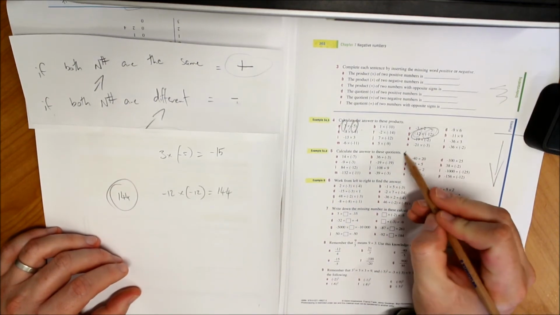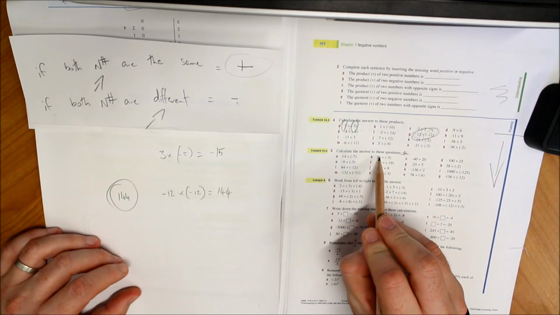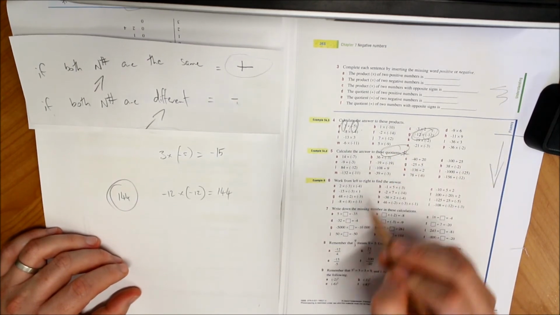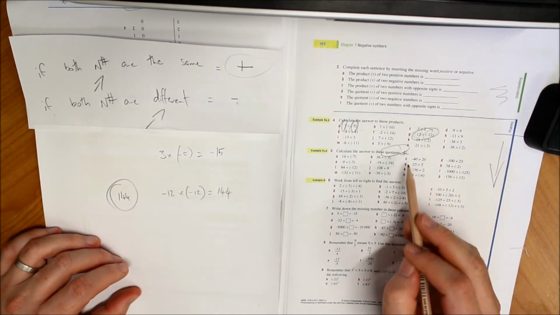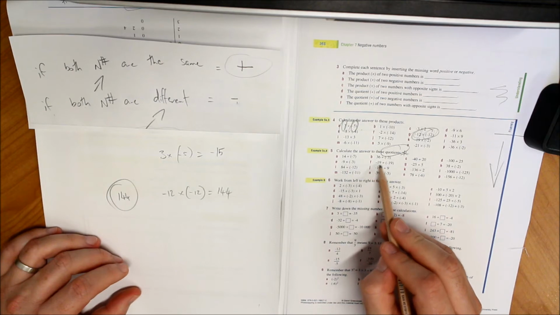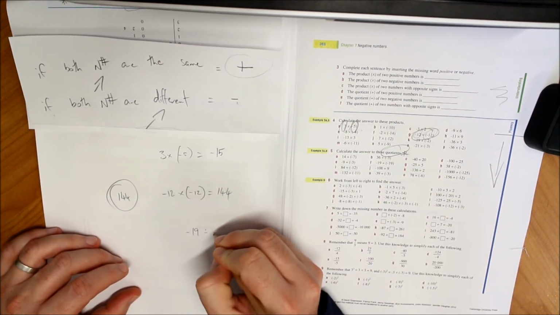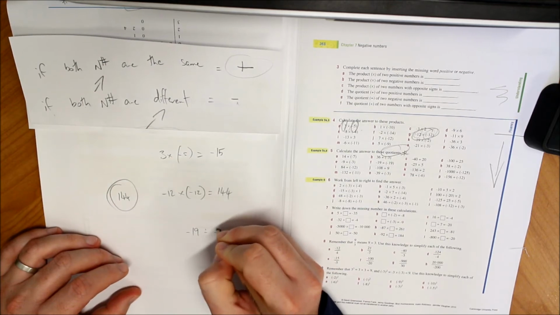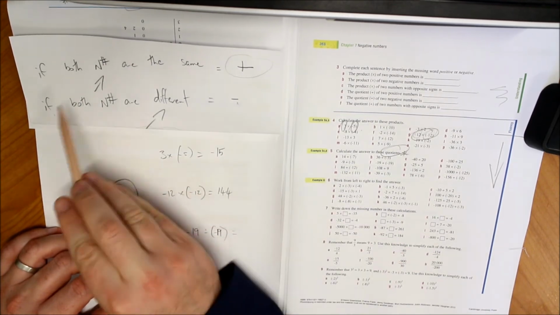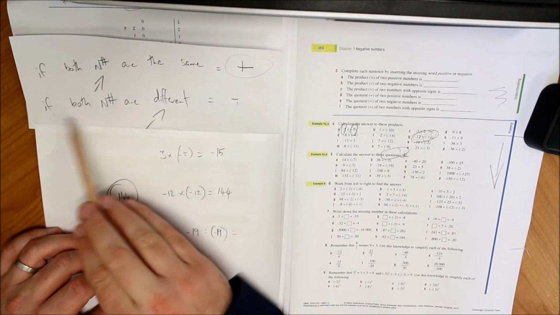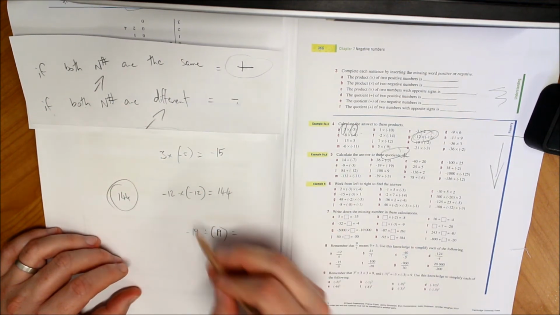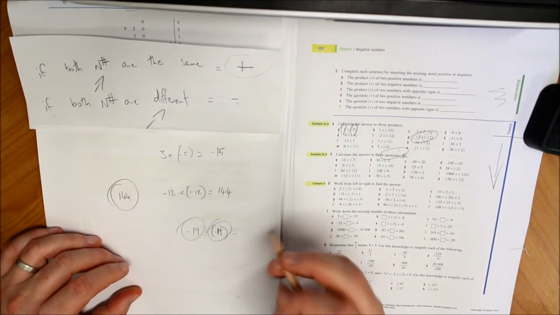It's the same here with this question. Calculate the answers to these quotients. Well, quotients, that means division. So let's have a look here. Negative 19 divided by negative 19. Our rules are the same. If both numbers are the same, it will be a positive. If both numbers are different, it will be a negative. We've got two negatives, which means that 19 divided by 19 is 1.